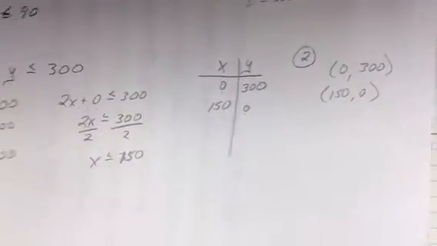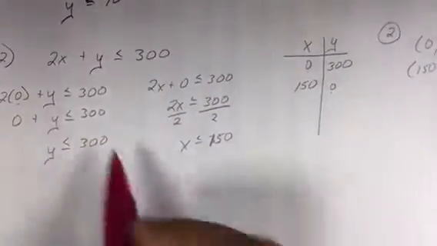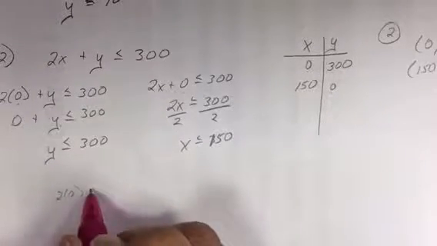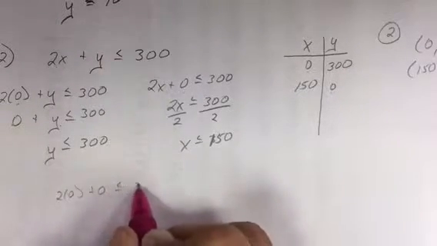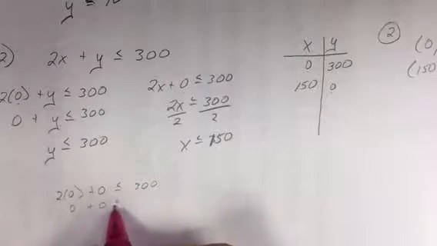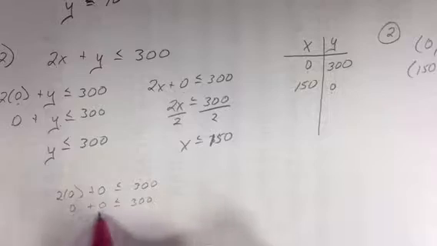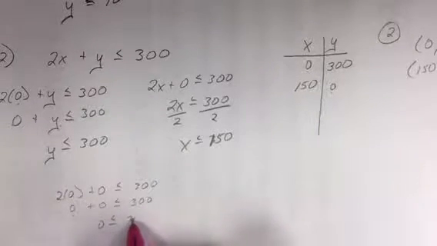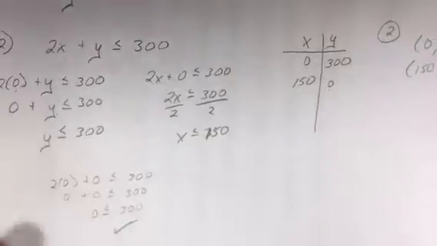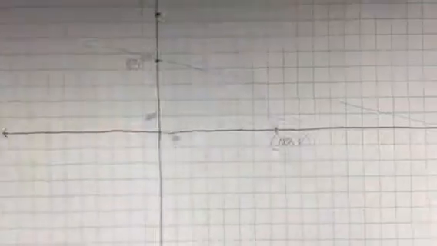Again, I need to find out where do I shade. So I plug in 0, 0. It's a test point. Two times 0 is 0. 0 plus 0 is 0. Is 0 less than 300? Sure is. So that means I, again, shade towards.